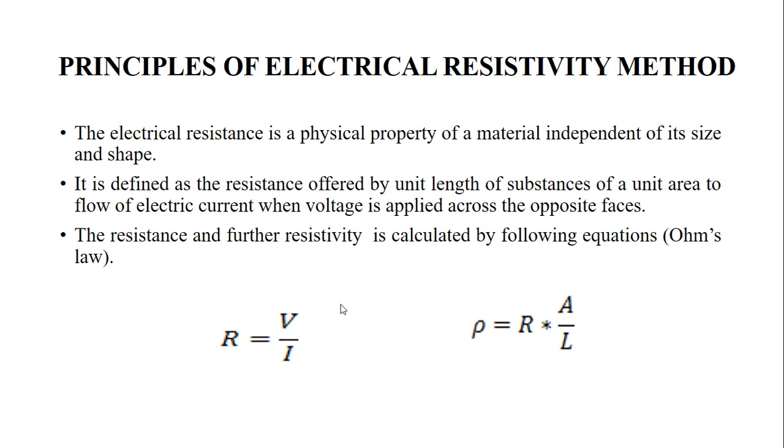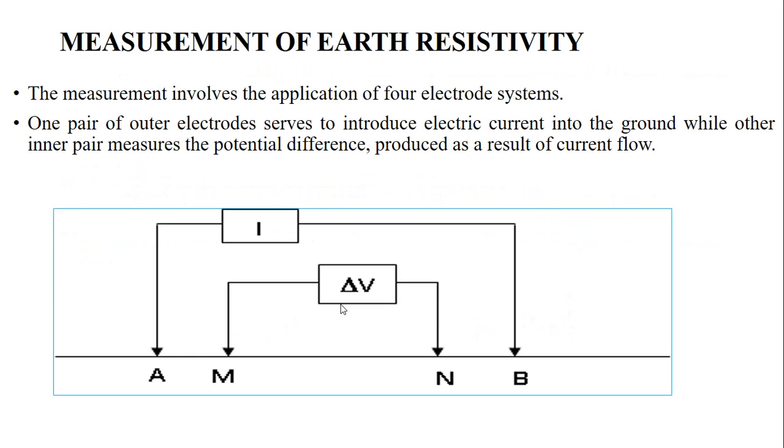The principle of electrical resistivity methods is that electrical resistance is a physical property of a material, and it is independent of its size and shape. It is defined as the resistance offered by a unit length of substance of unit area to the flow of electrical current when voltage is applied across opposite faces. Resistance and resistivity are calculated using Ohm's law: R equals V by I, or rho equals R into A by L.